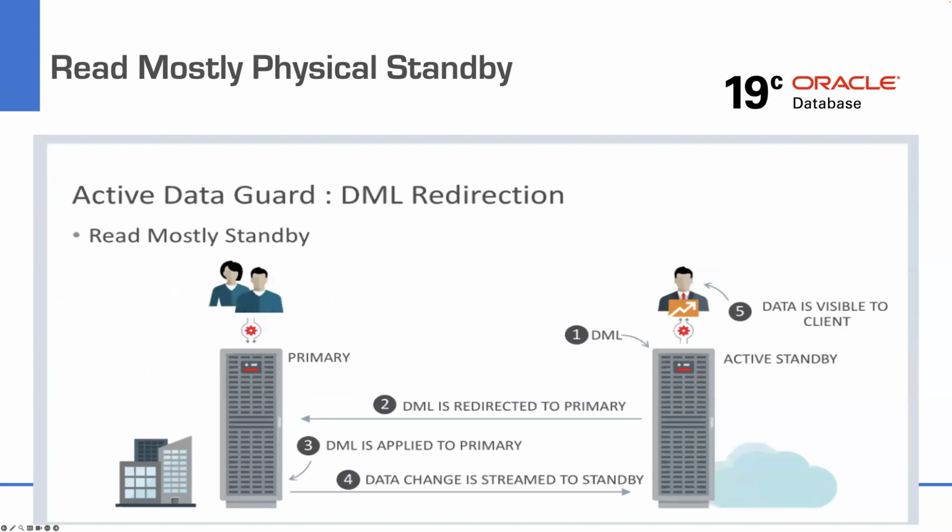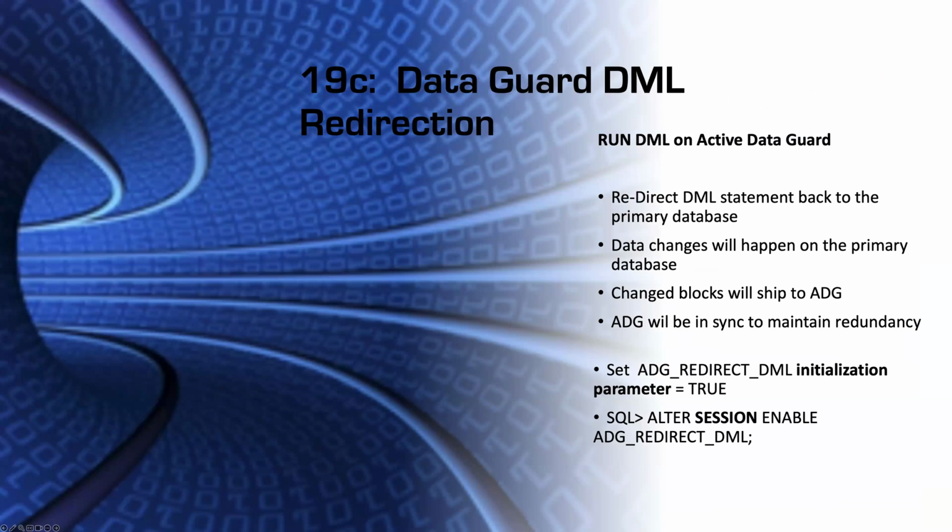So that's what it's called, mostly read-write physical standby. And it's done easily. You can do it at the session level, or you can use ALTER SYSTEM and do it at the database level. From this perspective, it's literally one parameter, ADG_REDIRECT_DML. And as you can see, Oracle uses the ADG underscore just to make sure that you understand that this is an Active Data Guard license.